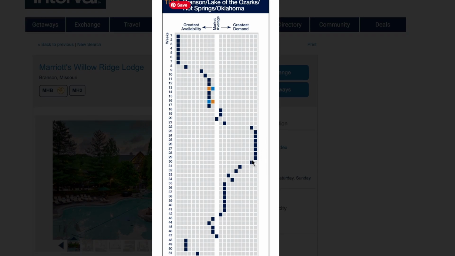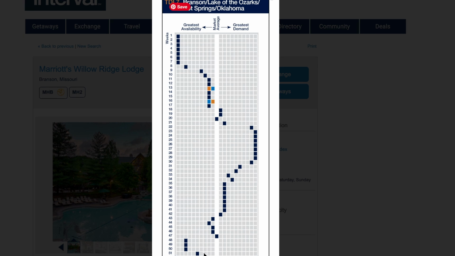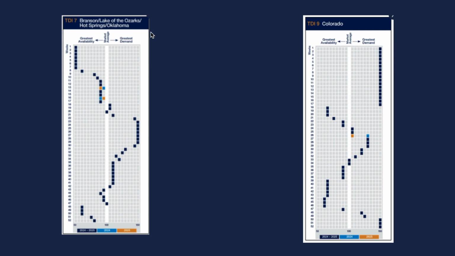This is when people want to come spend the 4th of July or maybe going on into fall where you've got some fall colors, and then it doesn't really get popular again until maybe around Christmas week. All right, so let's look at the Branson Travel Demand Index versus the Colorado Travel Demand Index side by side. You can see that if you have a summer week in Branson and you can reserve the highest Travel Demand Index, you are going to have a better chance of getting the highest Travel Demand Index in Colorado.